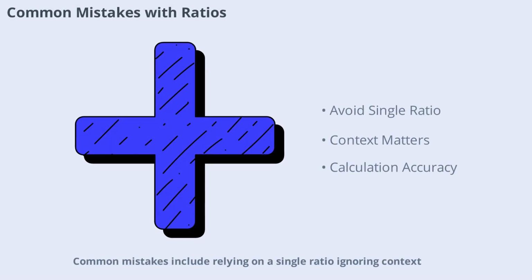Common mistakes include relying on a single ratio, ignoring context, and comparing across different industries. Always use multiple ratios and consider the bigger picture. Avoid making decisions based solely on ratios and double-check your calculations. Understanding the limitations and proper use of ratios is key to effective analysis.